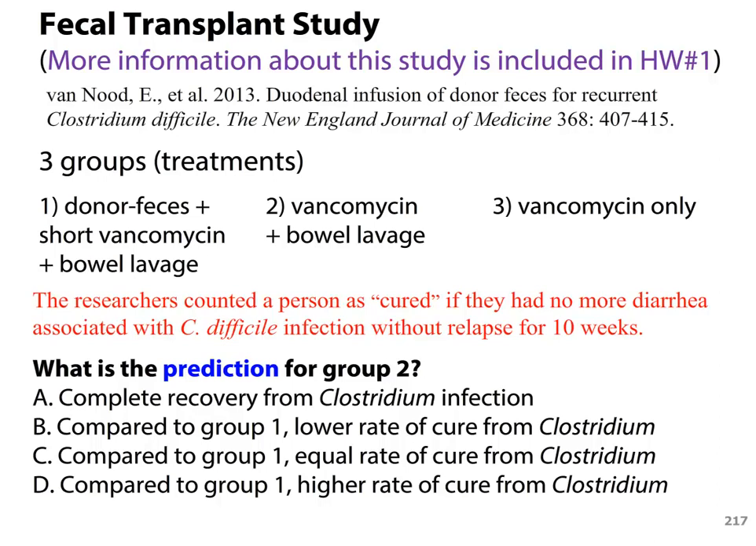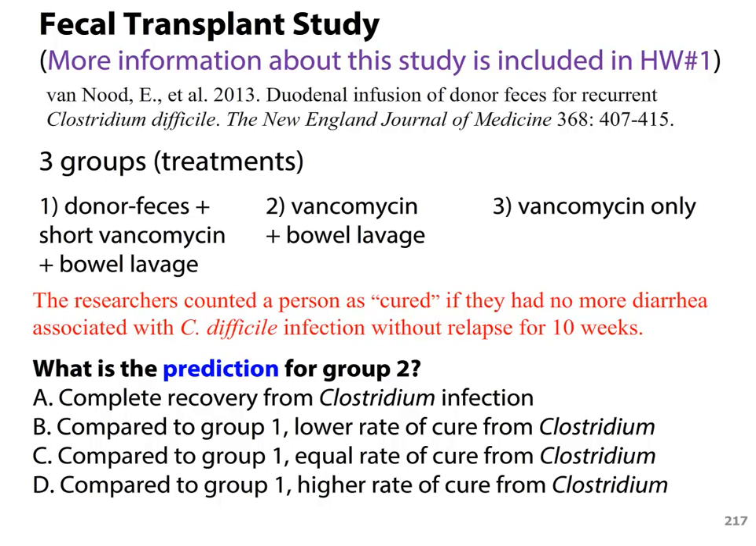Okay, the first one is the treatment group was donor feces, vancomycin, which is, by the way, an antibiotic, and what's called a bowel lavage. Now, a bowel lavage means flushing the bowels. Okay, that was group 1. Now, in group 2, the vancomycin, which is once again the antibiotic, plus the bowel lavage, which again, flushing the bowels. Okay, and then group 3 was vancomycin only.